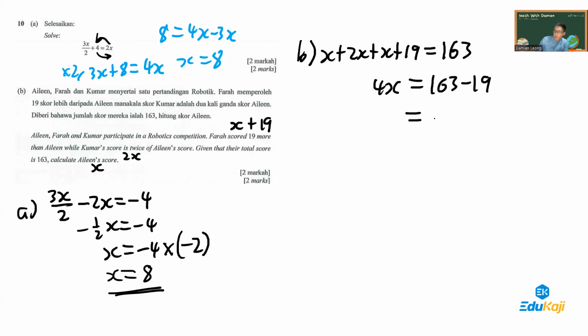This is 144 times 4, opposite divide 4, which is 36. Yeah, so Eileen's score would be 36. That's question 10.